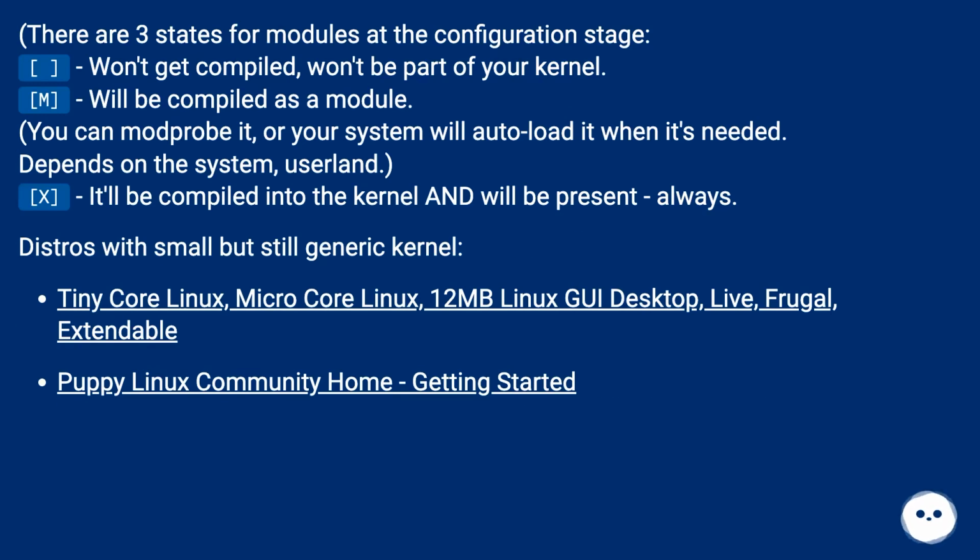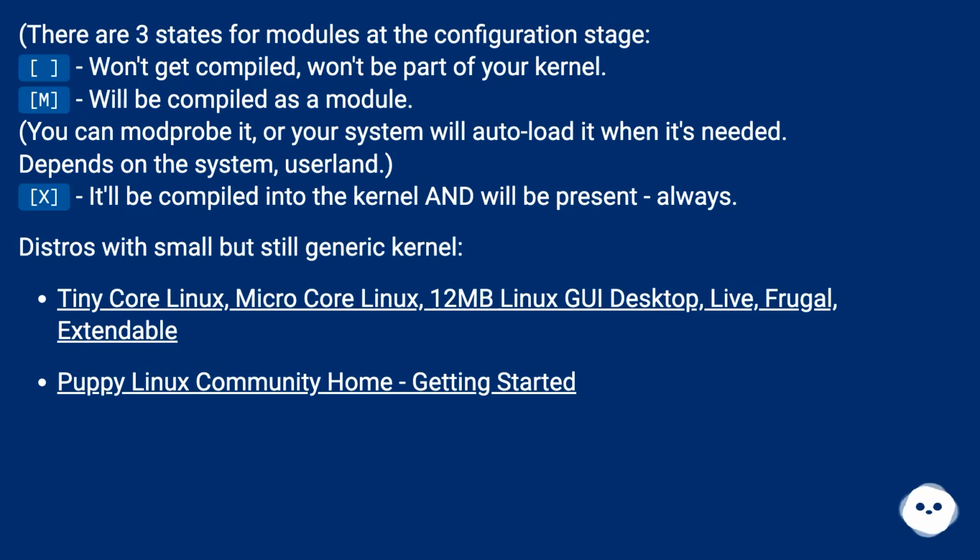There are 3 states for modules at the configuration stage. N won't get compiled, won't be part of your kernel. M will be compiled as a module. You can modprobe it, or your system will autoload it when it's needed, depends on the system, usually. Y, it'll be compiled into the kernel and will be present, always.